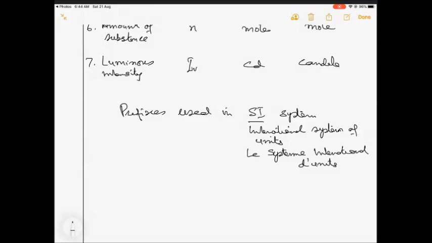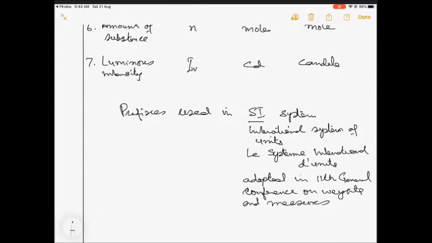So this was adopted in the 11th General Conference on Weights and Measures. Abbreviation we also call it CGPM. Again, this origin is French.